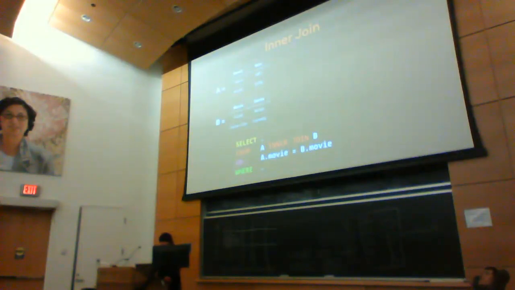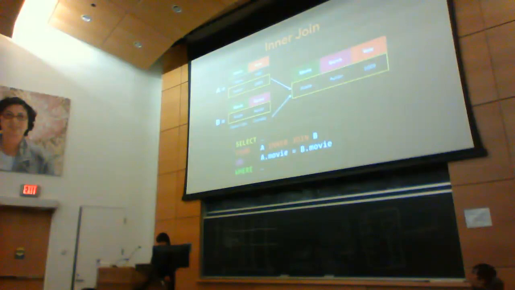Given A and B, we see the movies are the same. We see Avatar in both, so that's going to be the one that shows up in our inner join table. And now we have both the year and the genre for Avatar, because it shows up in both. So when we inner join it, we're going to see Avatar, 2009. So we have no null values.